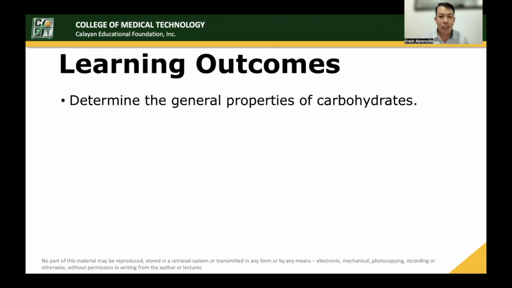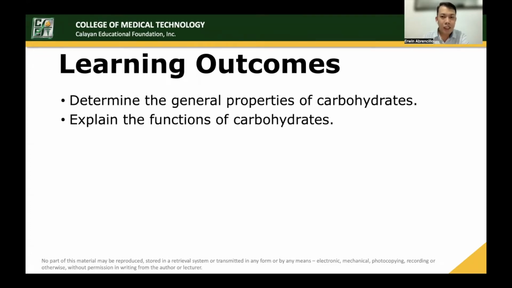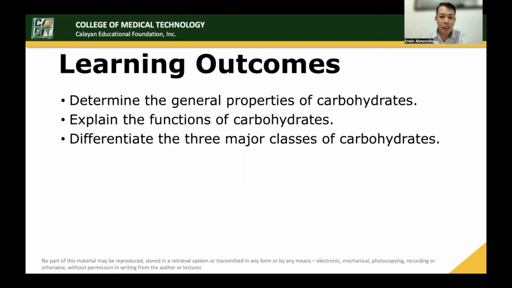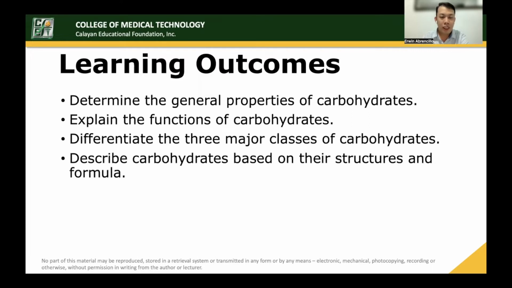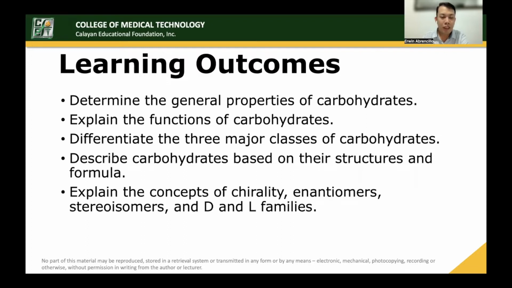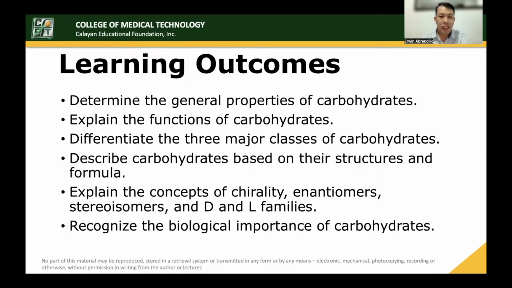First, determine the general properties of carbohydrates. Second, explain the functions of carbohydrates. Third, differentiate the three major classes of carbohydrates. Fourth, describe carbohydrates based on their structures and formula. Five, explain the concepts of chirality, enantiomers, stereoisomers, and DNL families. And last, recognize the biological importance of carbohydrates. So these are the target learning outcomes that you should accomplish at the end of the module.